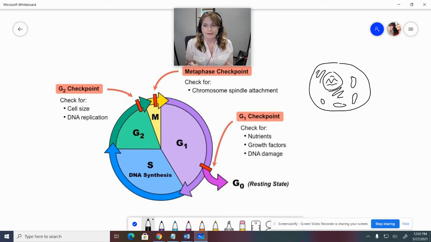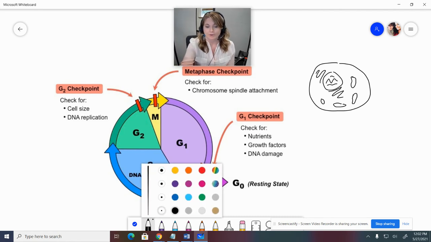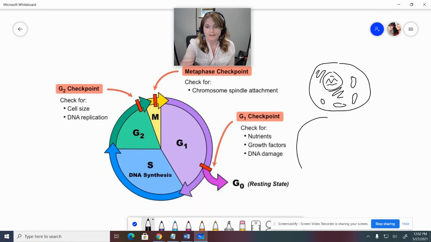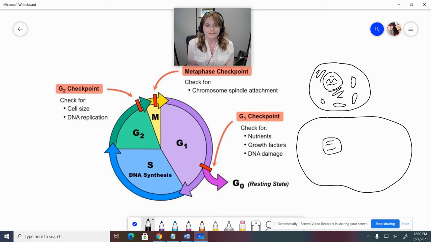The end goal of this is to be able to divide this up to make two new cells just like that. So the first thing that's got to happen is this thing's got to get bigger. So it grows in size to about double the size that it was. At this point in the G1 phase, you still just have a nucleus with a single set of DNA, but you also double the number of organelles.